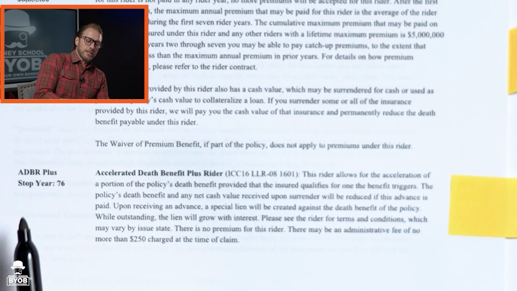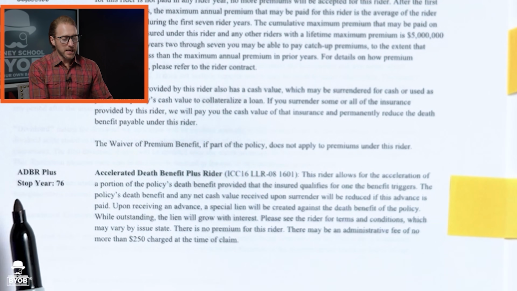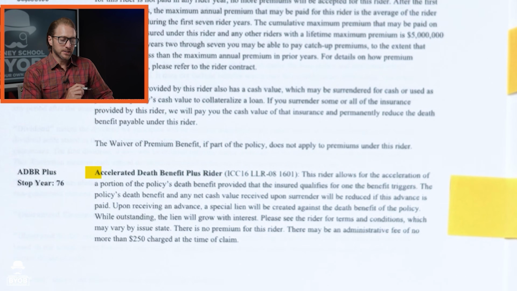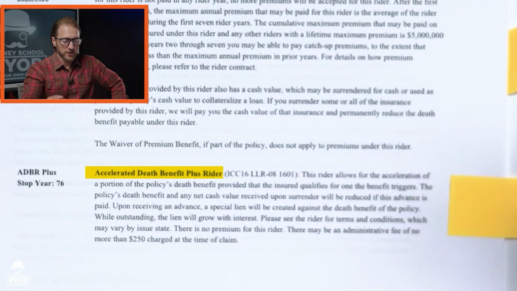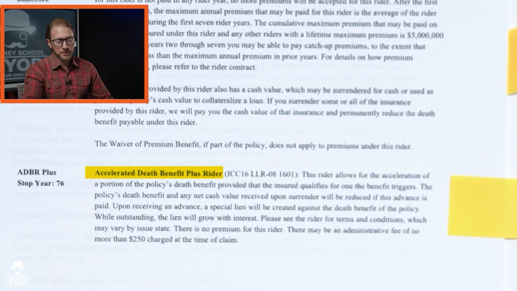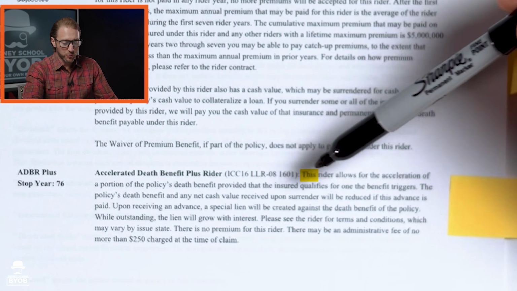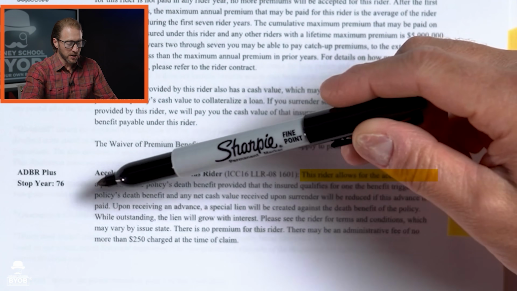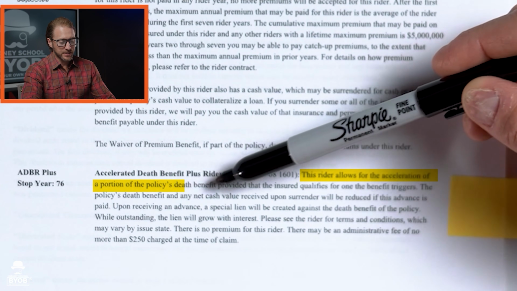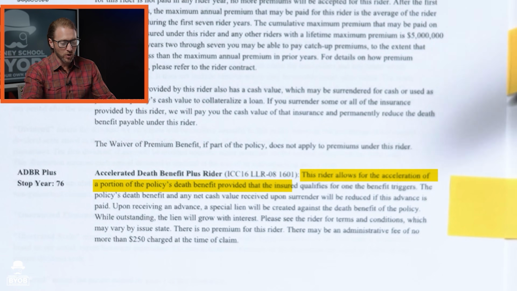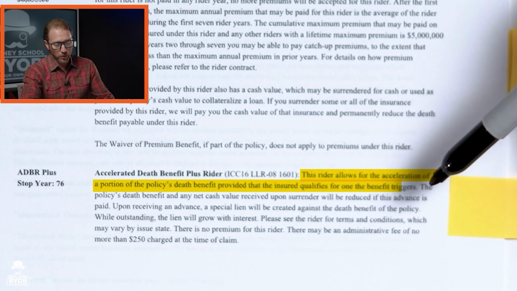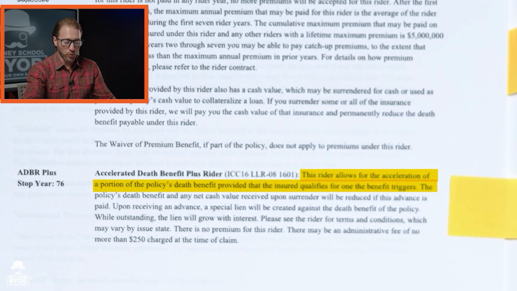Now, we can get exceptions on rare occasions for that, but just so you know, those are the provisions for the LPUA. Now, the next one right here is what's called an ADBR, Accelerated Death Benefit Plus Rider. Now, this is neat. This is one of the living benefits that comes along with all the whole life policies from this company. This rider allows for the acceleration of a portion of the policy's death benefit, provided that the insured qualifies for one of the benefit triggers. So you would probably ask, what are the triggers?